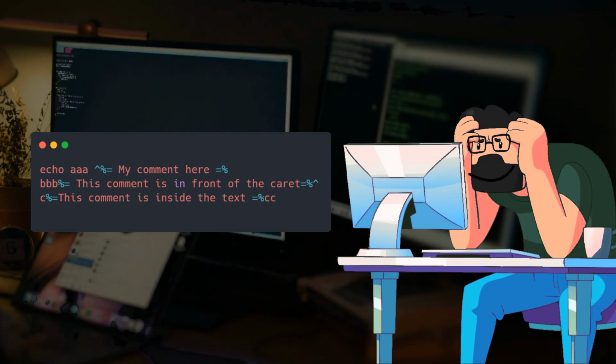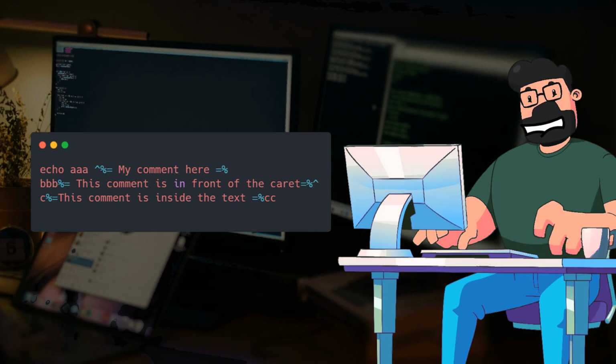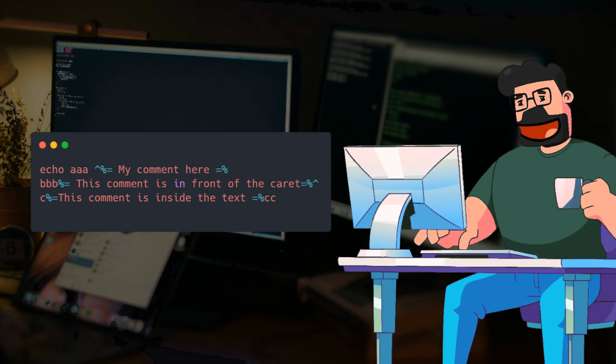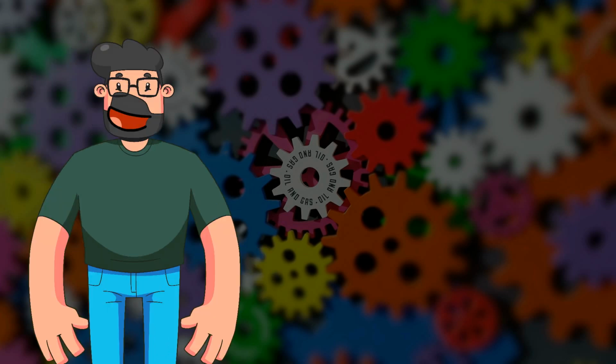Now, let's dive deeper into how %comments can be seamlessly integrated into your command line script. By employing the syntax like echo AAA %equals my first comment here equals%BBB %equals second comment equals%CCC %equals my last comment equals%, you can annotate each line effectively. These hidden comments serve as helpful guides for anyone reviewing or modifying the script in the future, enhancing overall understanding and maintainability.